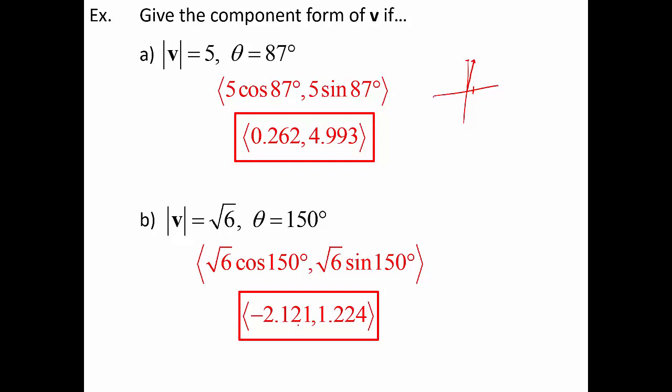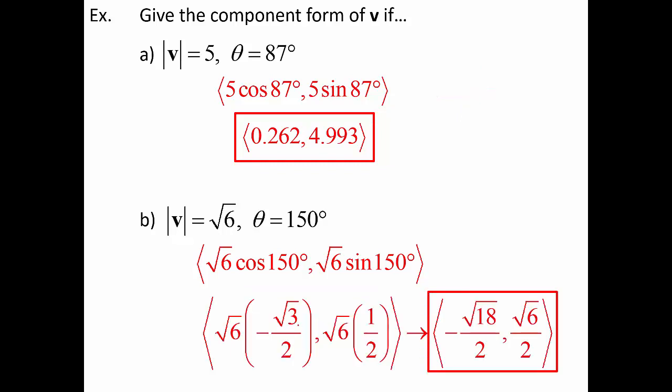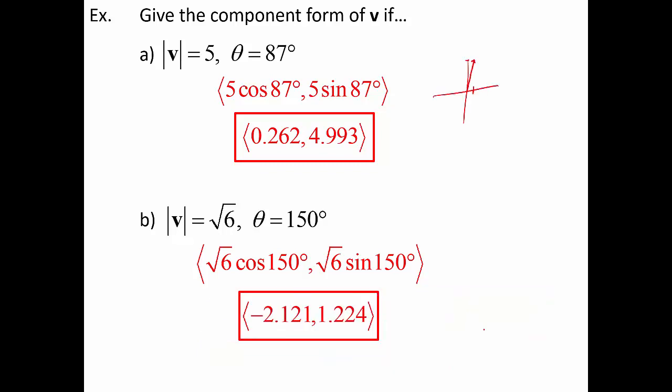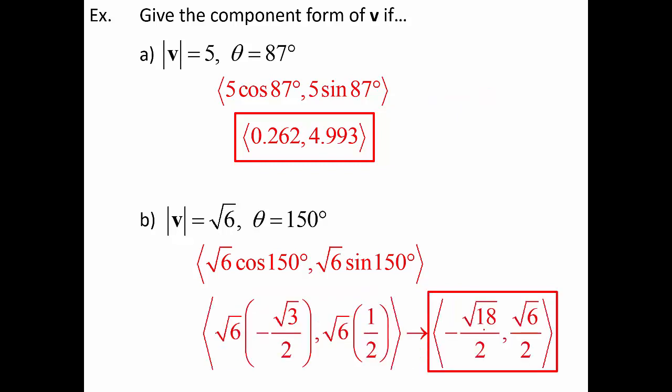Now, just to point out, hopefully you noticed it, 150, that's a unit circle value. You didn't need a calculator on this one. You could have done this one without a calculator. 150, the cosine would be negative root 3 over 2. The sine would be 1/2. Cleaning that up, root 6 times root 3, that's going to be root 18. So I can have this as my answer just as easily as that decimal version. Keep in mind your test is going to be with and without a calculator. So if this was on the calculator portion of the test, I would present this as my answer. If this is on the non-calculator portion of the test, I would present this as my answer.